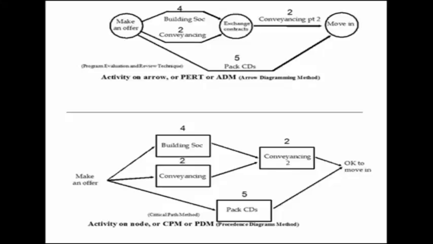Whereas with CPM, it's about the activities. So with CPM, you put the times on the boxes, not on the arrows. With CPM, the arrows don't take any time. They just say what depends on what, what has to precede what. And with CPM, you draw them as rectangles.